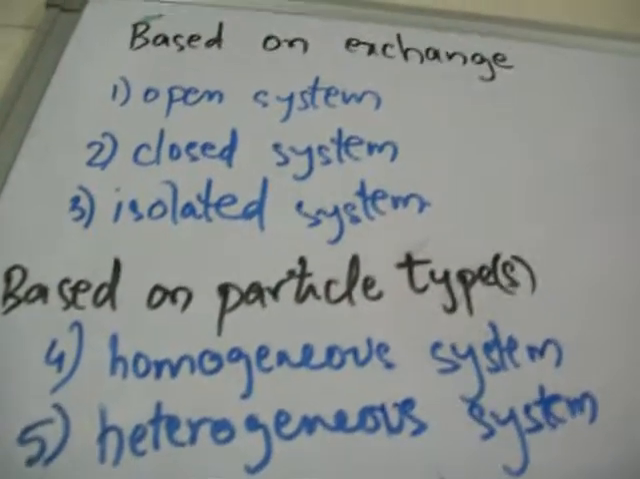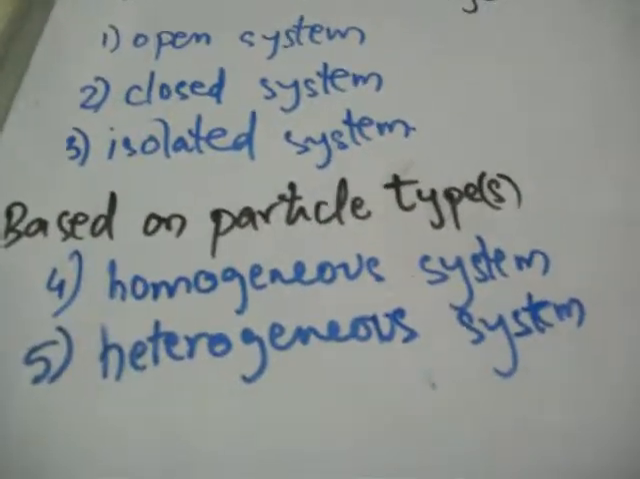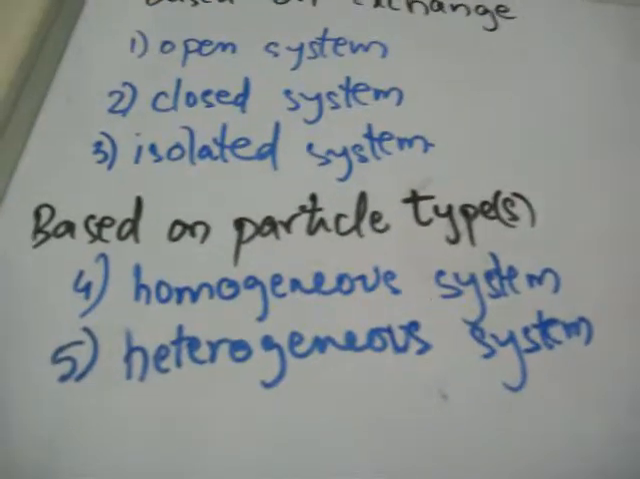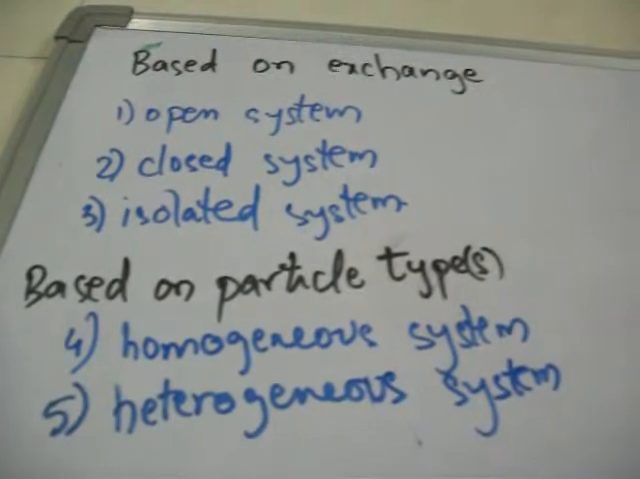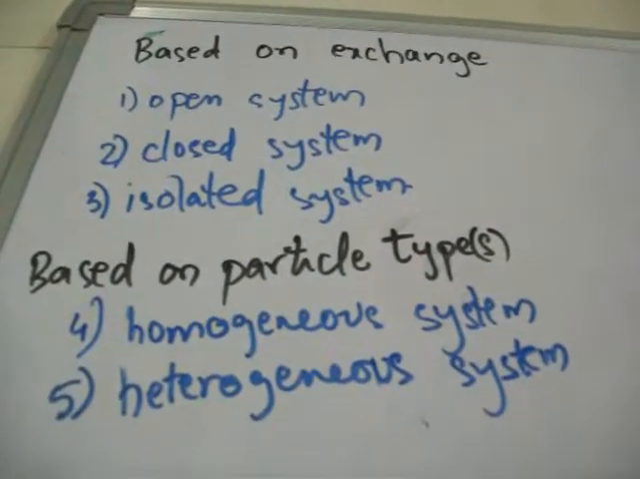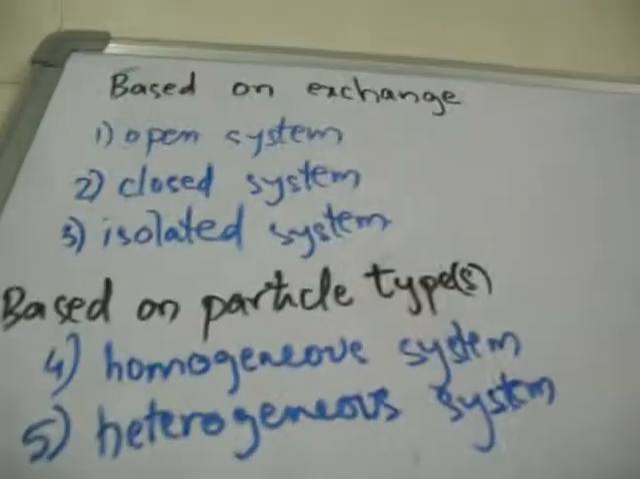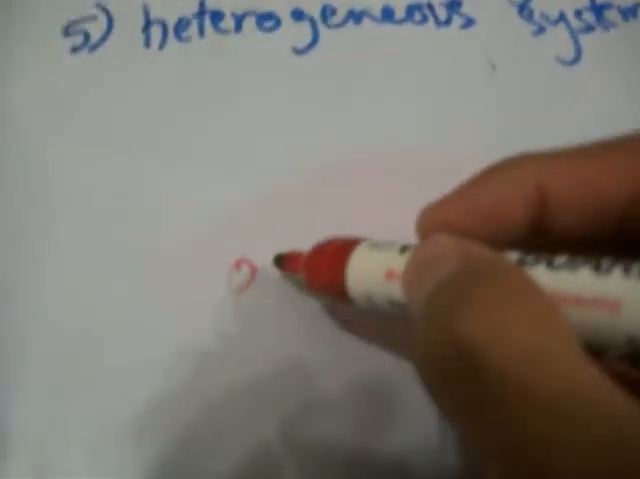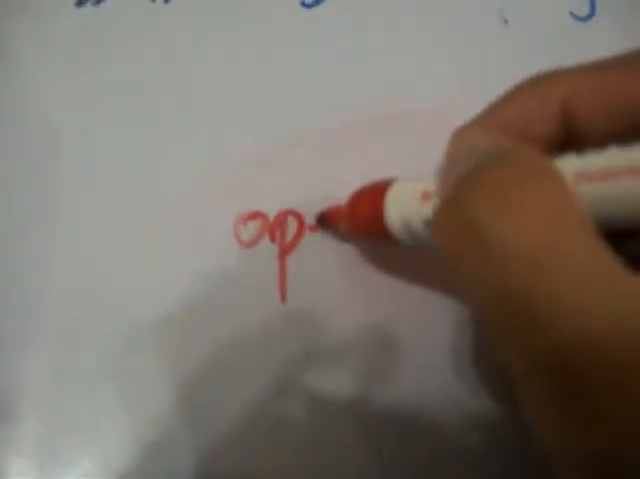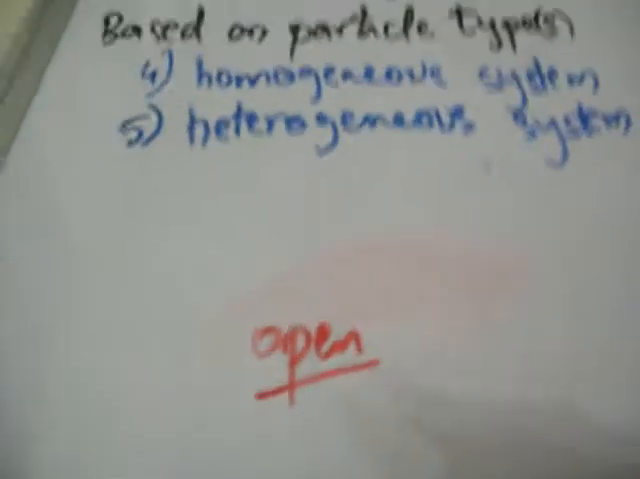In this video we are going to talk about the types of systems in thermodynamics. As you can see, there are 5 based on 2 different major types. So let's go. First is based on exchange, based on what can be exchanged. The first is the open system.